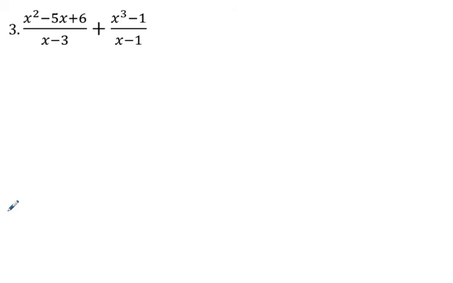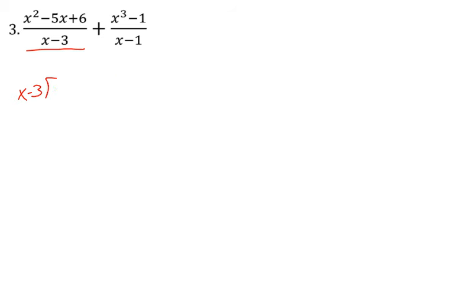Number 3, x squared minus 5x plus 6 divided by x minus 3 plus x cubed minus 1 divided by x minus 1. So before I add these two together, first I need to divide. So I'll do the first division by using long division, and then I'll do the second division by using the reverse tabular. You could choose whatever method you're comfortable with.